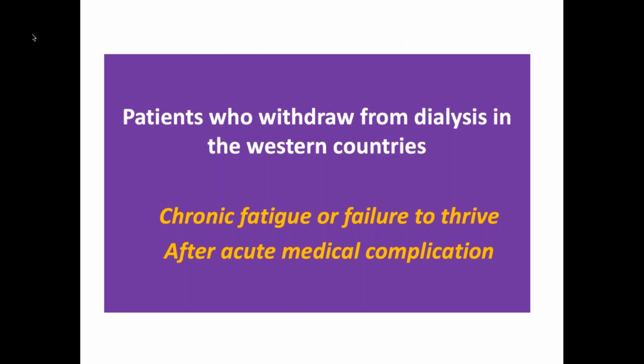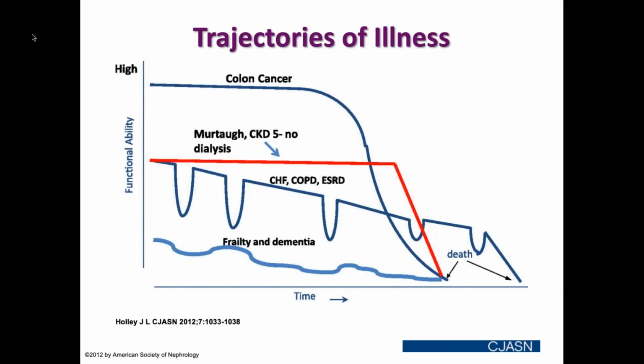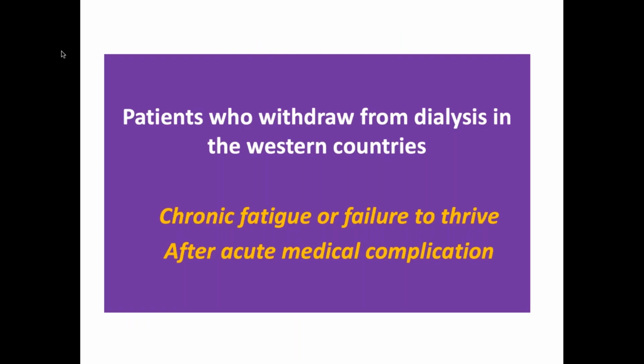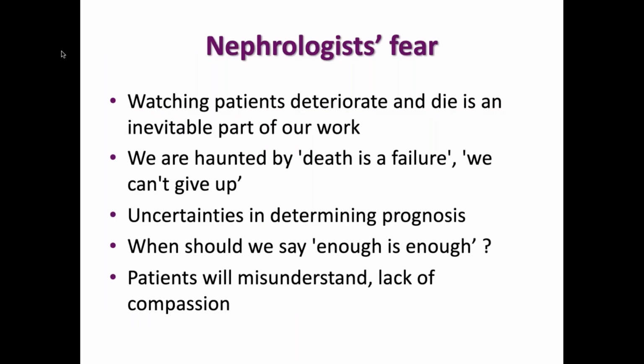Also important to mention here is that patients who withdraw from dialysis, at least in the Western countries, do so for two main reasons now. One is because of chronic fatigue or failure to thrive, or secondly, after acute medical complications of the type shown in this slide, which shows you the troughs. In one of these troughs, the patient may decide that he or she is no longer willing to continue receiving dialysis. Now, let's talk a little bit about how we as nephrologists think about these conditions.